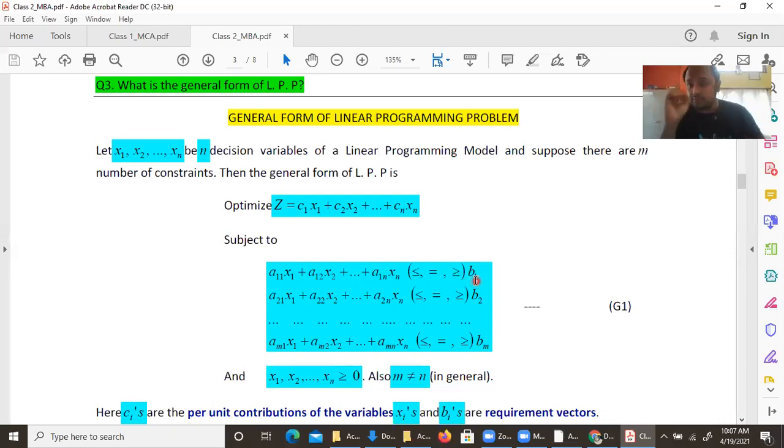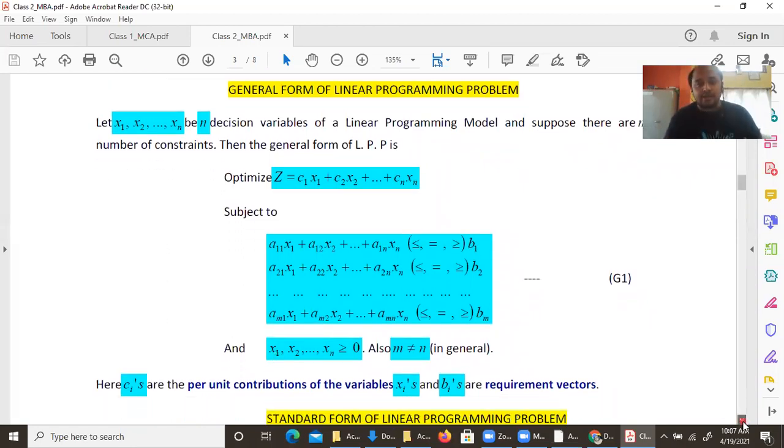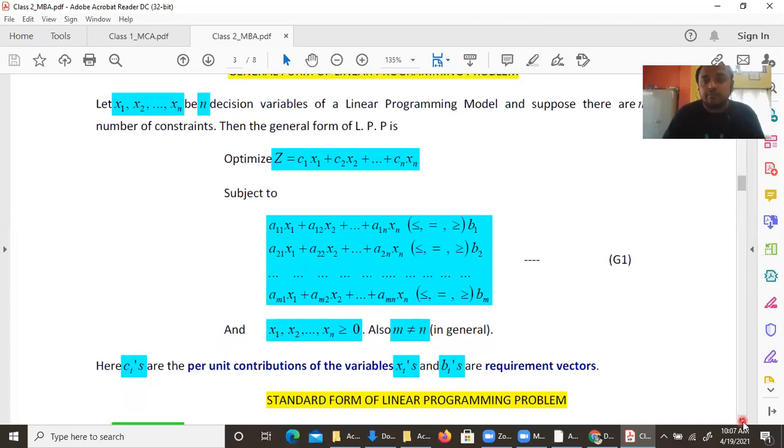What was the most important part of the above problem? That these variables x1, x2, xn are actually non-negative variables. So that's why I have mentioned x1, x2, dot, dot, dot, xn greater than or equal to 0. And obviously, already I've mentioned that m is not equal to n, and therefore, this is the model. Often it is asked in the examination. This model is called the general form of the linear programming problem, linear model.